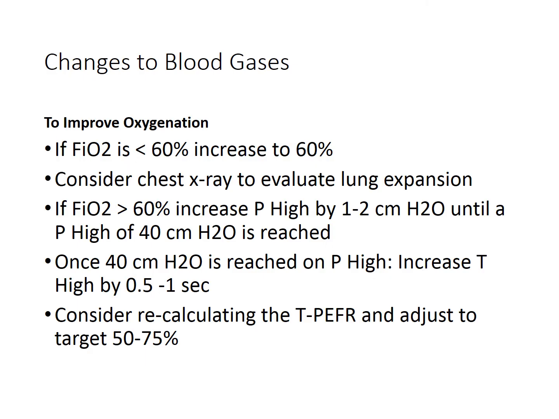So, adjusting settings to correct your blood gases on APRV. If you are having an oxygenation problem, first thing is pretty straightforward. If your FiO2 is less than 60%, get it up to 60% at least. Also consider, if you need to, going up closer to 100. You can do that as well.